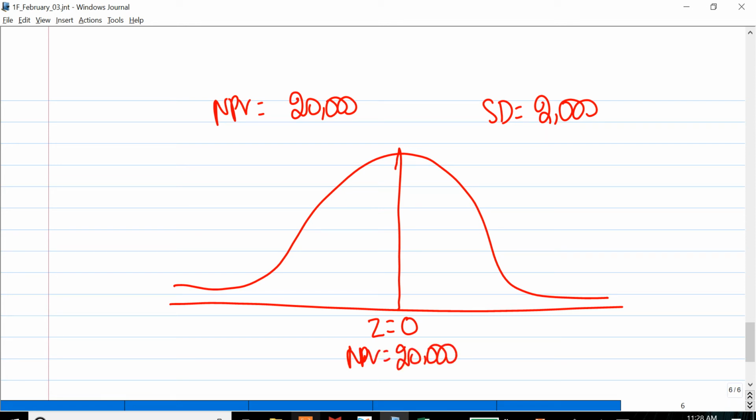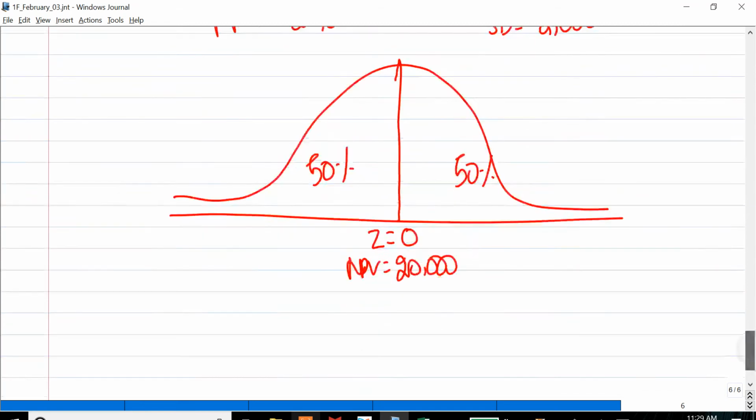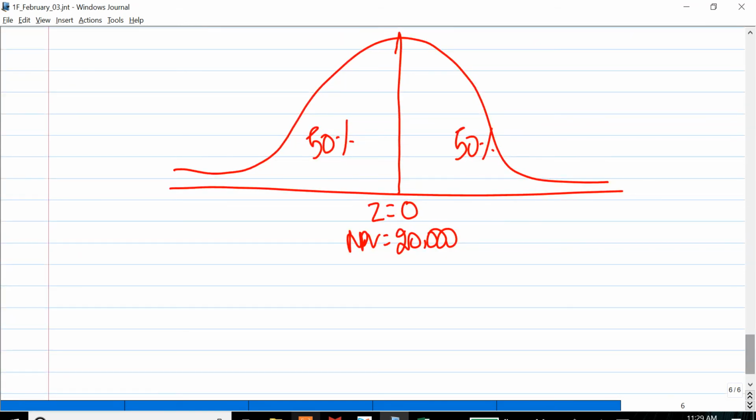Whatever mean you have got, whatever mean you have said, NPV is that number. Below this 50% chance, above this 50% chance. If somebody wants to know what is the probability that we will generate an NPV of more than 20,000 rupees, there's a 50% chance. What is the probability that NPV will be less than 20,000? Again a 50% chance. There's a 50% chance that your NPV would be greater than or equal to 20,000, and a 50% chance that it can be lesser than or equal to 20,000. Both have a 50% chance. Any doubts till now?